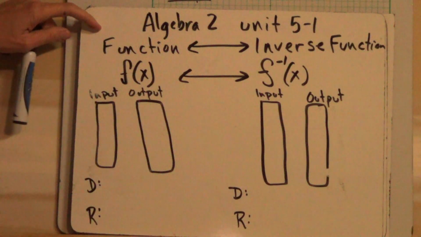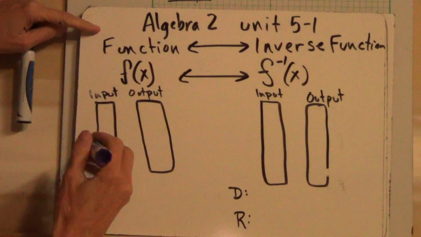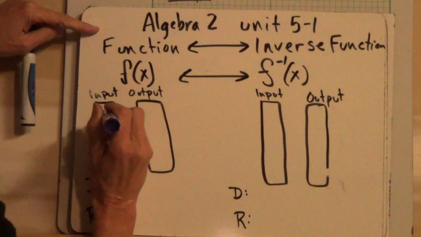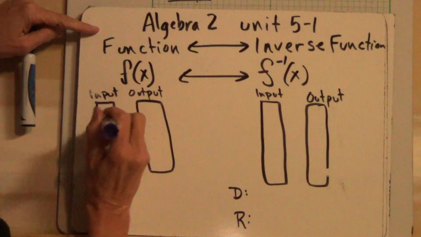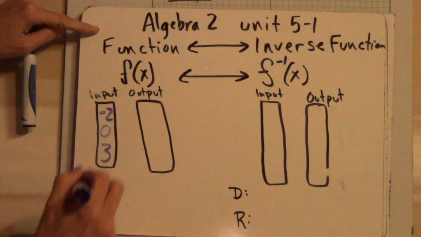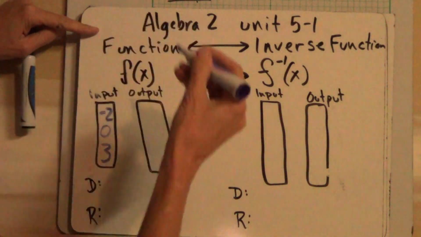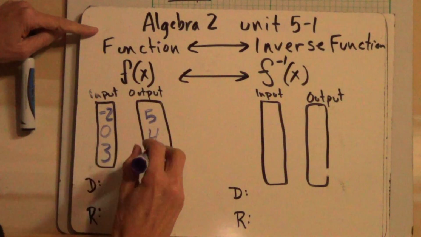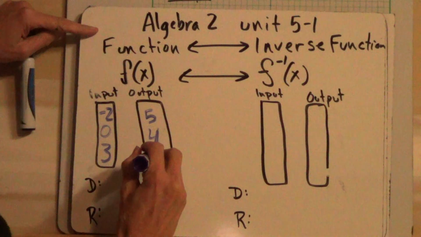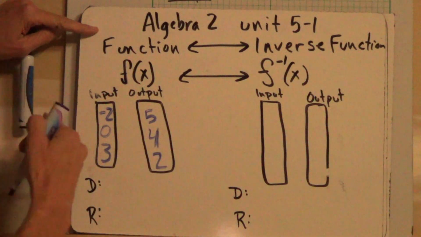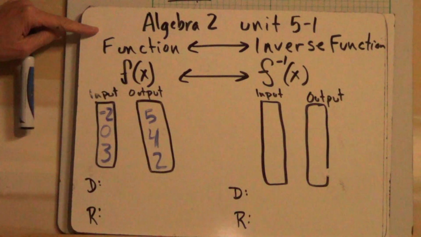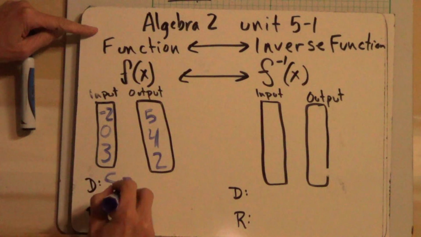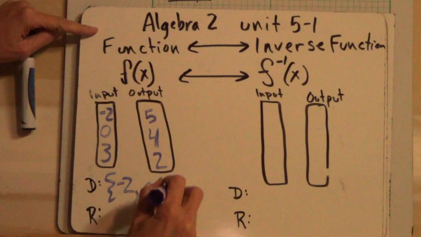For example, on the function, we might have, and I'm just going to make these up, the x values, the input values as, let's say, negative 2, 0, and 3. And the output we find is 5, 4, and 2. Okay, so that's your x value and your y value. So our domain for this one would be negative 2, 0, 3.